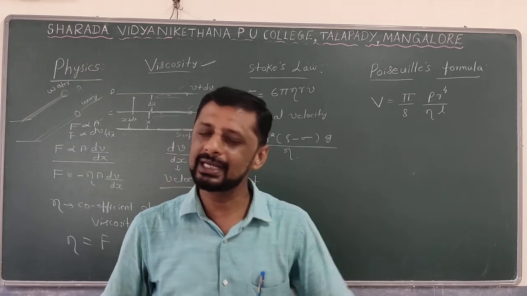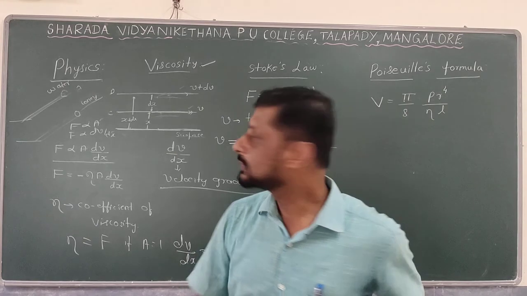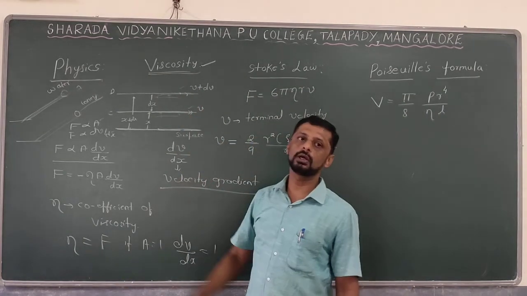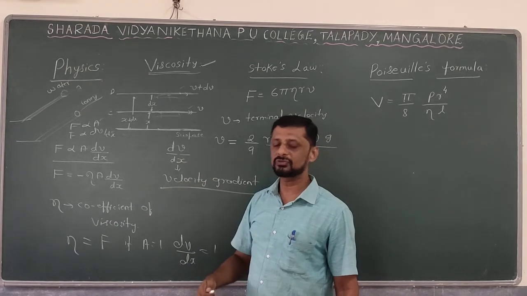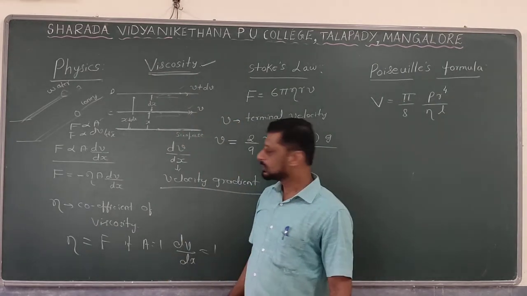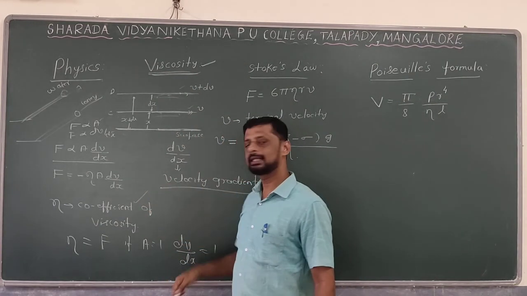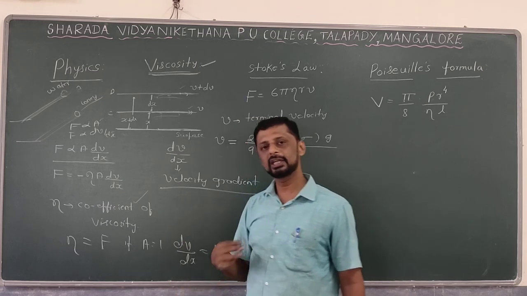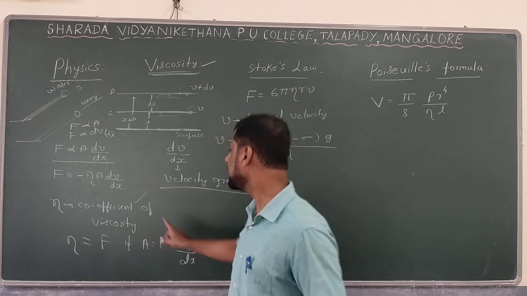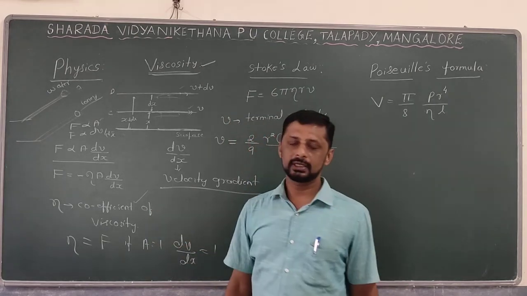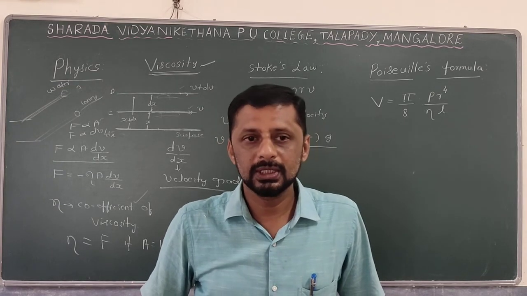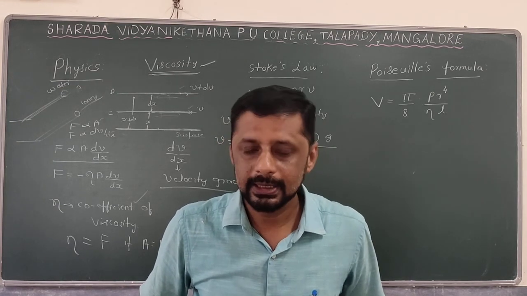What is resistance? In general, resistance means opposition. So opposition between two layers of the liquid is nothing but viscosity. Opposition for what? Opposition for its motion, opposition for its flow. That is indicated by viscosity. So the coefficient of viscosity indicates the degree or extent to which the liquid opposes its motion. It is the property of the liquid. In general, viscosity is the property of a liquid by virtue of which it opposes the relative motion between adjacent layers of the liquid.